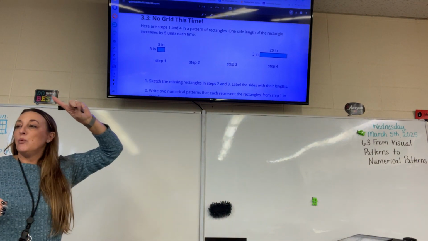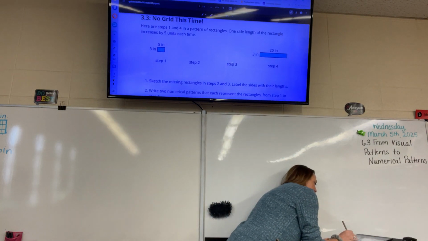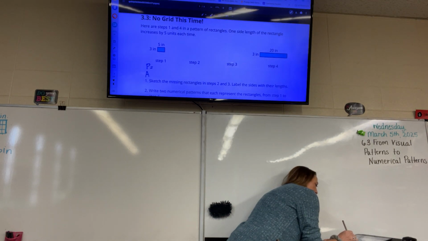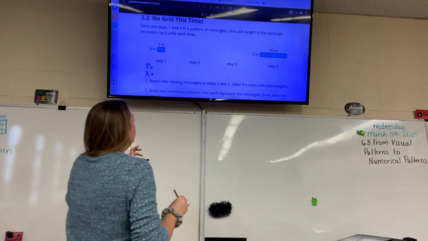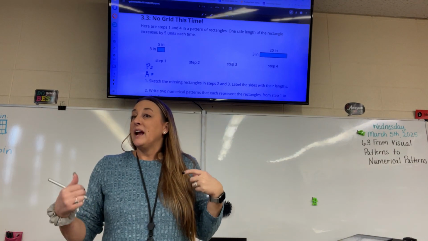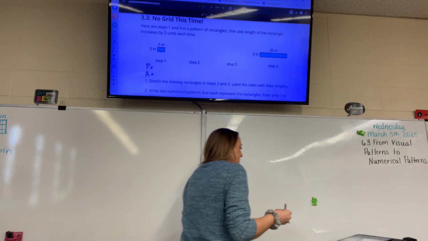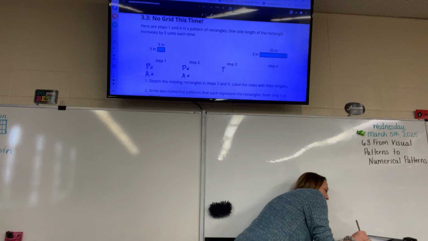So under step 1, I want you to write 2 things down. I want you to write a P for perimeter and an A for area. And this is what's going to be on your assignment for today. So, can we find a pattern in perimeter and area? That's what we're going to try to find out. Step 2, write a P and an A. Step 3, write a P and an A. Step 4, write a P and an A.